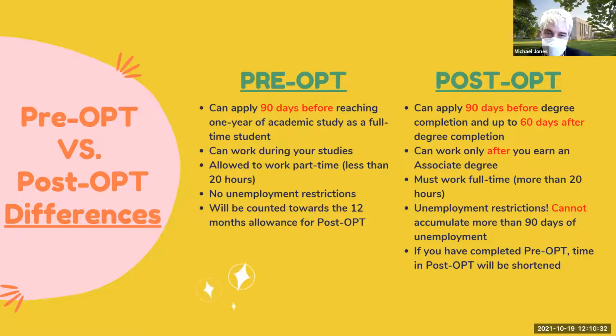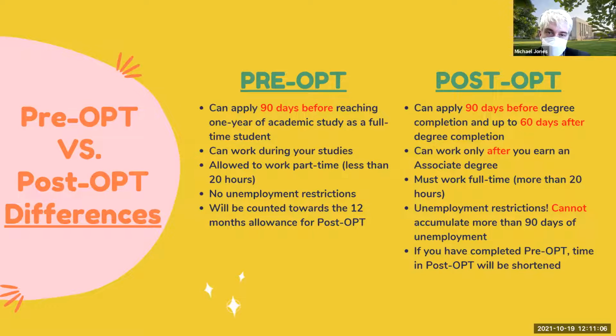Now for post-OPT, you can apply 90 days before you are going to get your degree and then up to 60 days after you complete your degree. So if you're graduating this fall, you're actually within the 90 days right now. And then you can apply up to 60 days after the end of classes in December. You can also work only after you earn your associate's degree. And then you must work full-time, more than 20 hours.